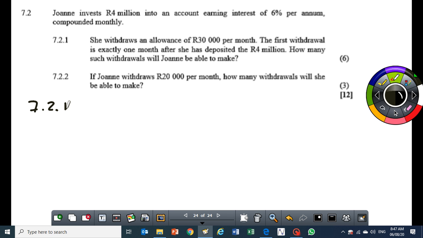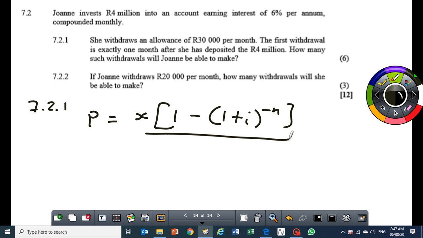For 7.2.1, we use the present value. Why are we using the present value? Because we are treating the financial institution as the borrower. The lady is the investor. So she has to get an interest because she lends the money to the financial institution. All right. So we use the present value annuity. What are we trying to calculate? We want to calculate the number of payments.